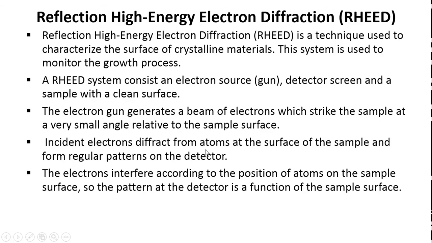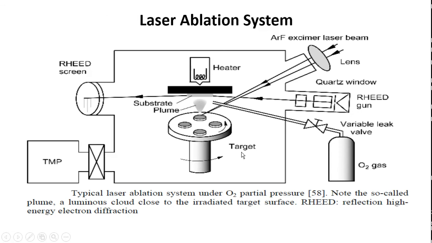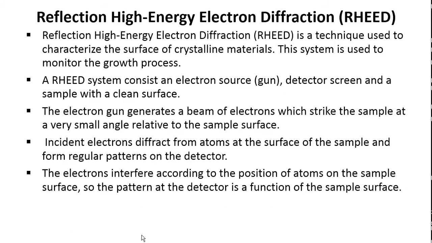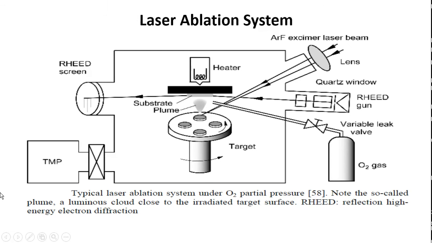Incident electrons diffract from the atoms at the surface. So these incident electrons will now be diffracted. That's why it is called reflection high energy electron diffraction. The incident electrons diffract from the atoms at the surface of the sample and form a regular pattern on the detector. This is a detector screen.